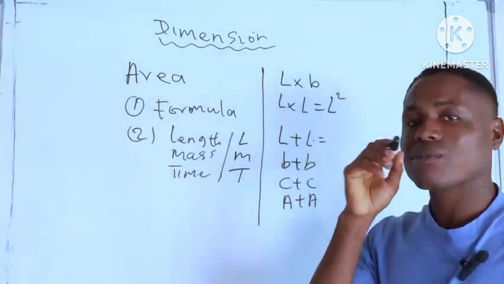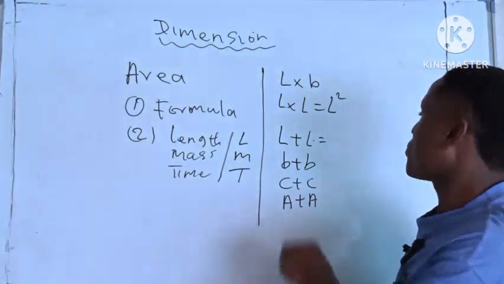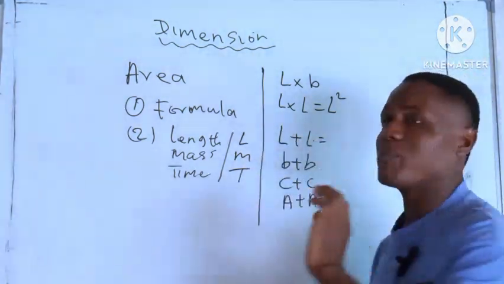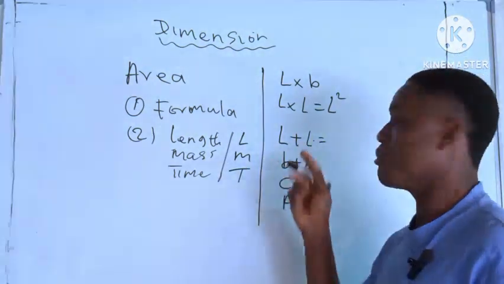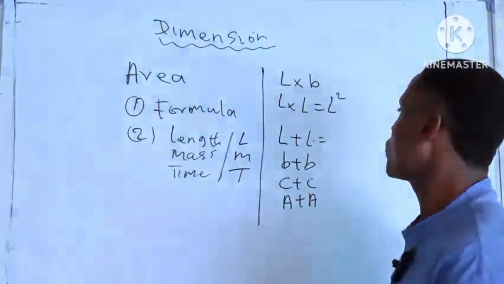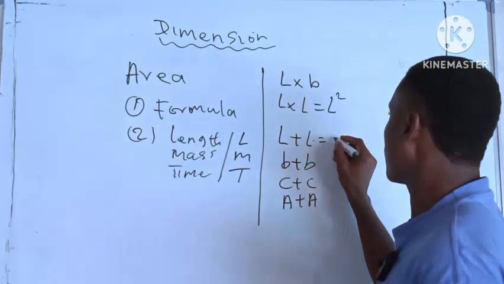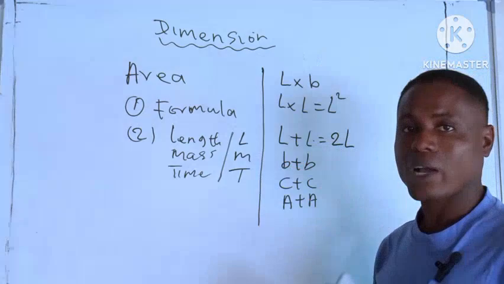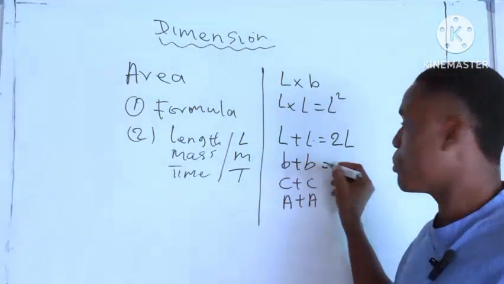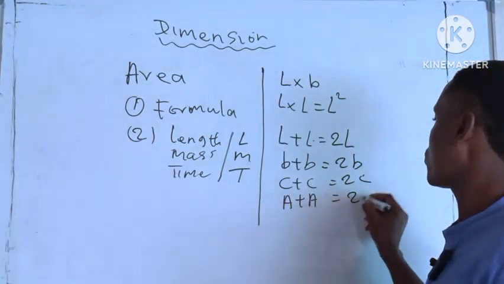So when two of the same alphabets are adding, like when you see this type of question, in a case where the two alphabets are the same and the middle is plus, or addition, addition is still the same thing as plus. So if the middle is plus and the two alphabets are the same, it will now be what? 2L. Are you getting it? L plus L will now be 2L. So B plus B will be what? 2B. C plus C will be what? 2C. A plus A will be 2A.